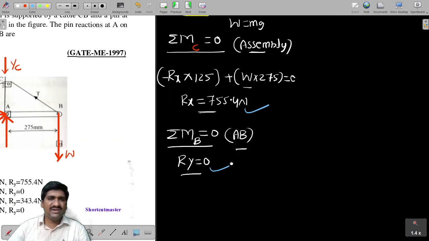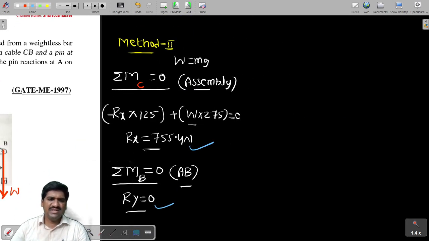Now I am going to method number 3. Very simple, just observe here. Method number 3: in this method I am going to apply Lami's theorem.